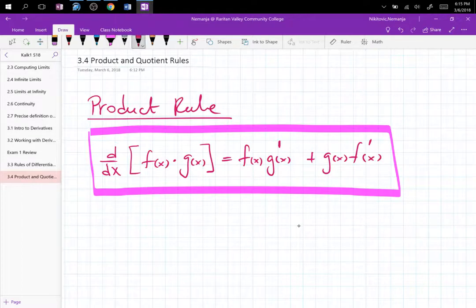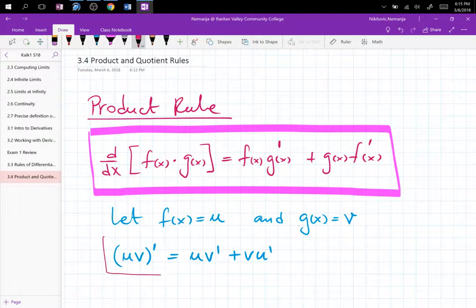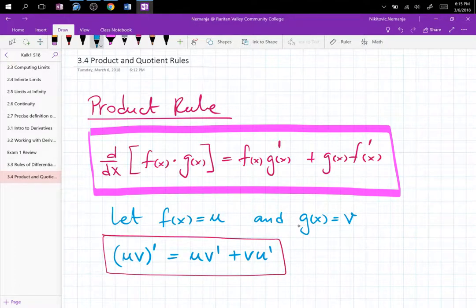Now, you can write that in a more compact form. If you say, let f of x be u, it's still a function, right? And g of x be v, and then you can rewrite the whole thing as uv, derivative is uv prime plus vu prime. That's the shorter version. I've also seen people write it in terms of f and g: fg prime is equal to fg prime plus gf prime. You can do it that way as well. But generally the two formulas that I boxed off are the ones that are seen most of the time.